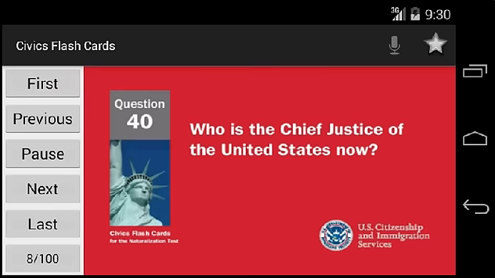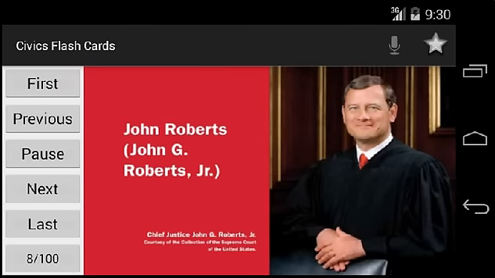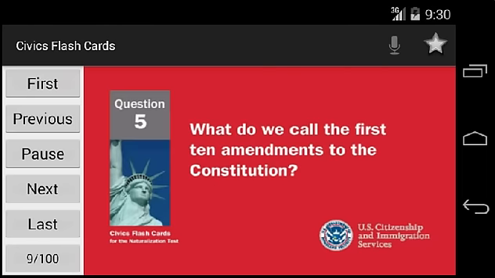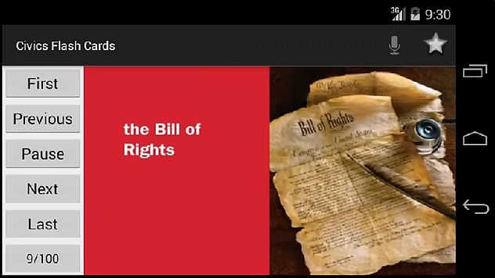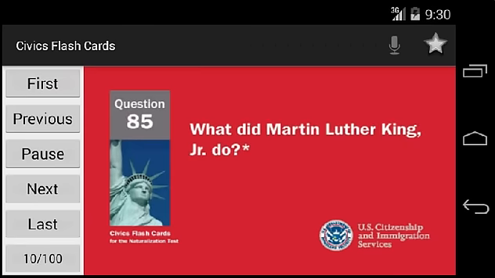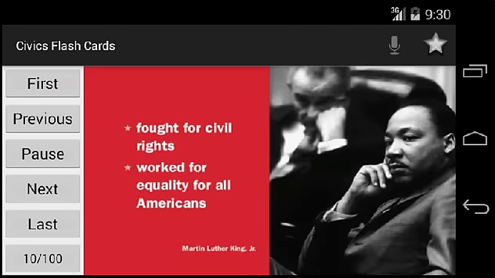Who is the Chief Justice of the United States now? John Roberts. John G. Roberts, Jr. What do we call the first 10 amendments to the Constitution? The Bill of Rights. What did Martin Luther King, Jr. do? Fought for civil rights. Worked for equality for all Americans.